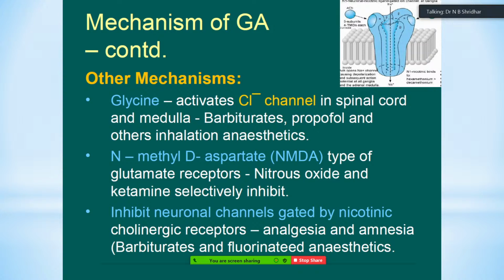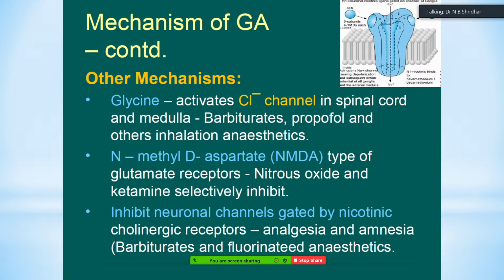Another neurotransmitter is glycine. Glycine activates chloride ion channels in the spinal cord and medulla. The barbiturates, propofol and other inhalation anesthetics also act on this particular type of receptor.